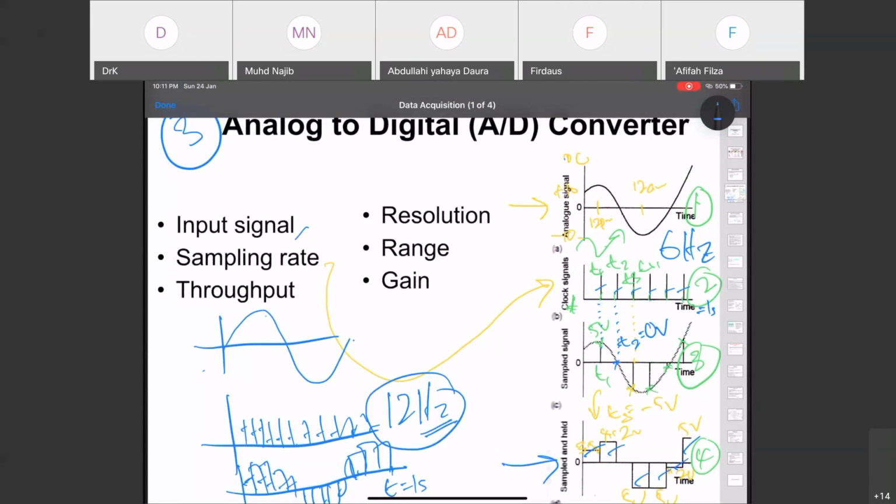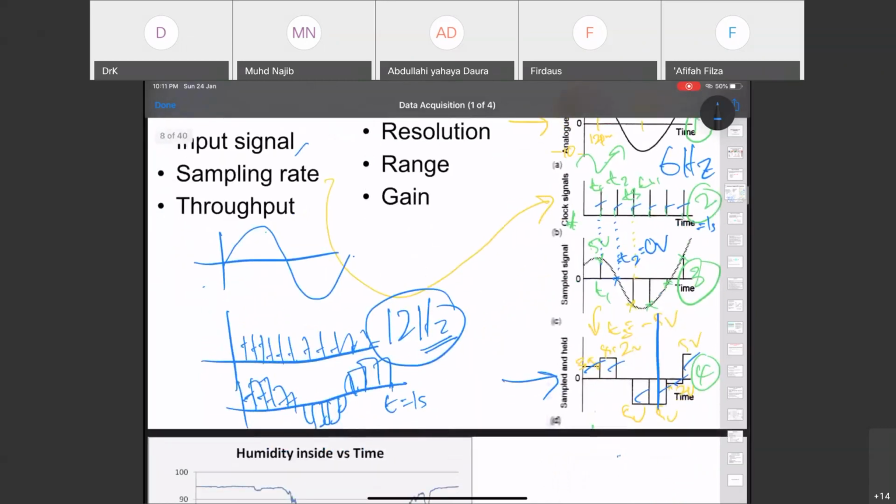All right, so that's the rule. The more samples that you have, the higher the sampling rate. The more samples that you have, the higher the precision is for the system. So that's the rule that you have to put into your mind.